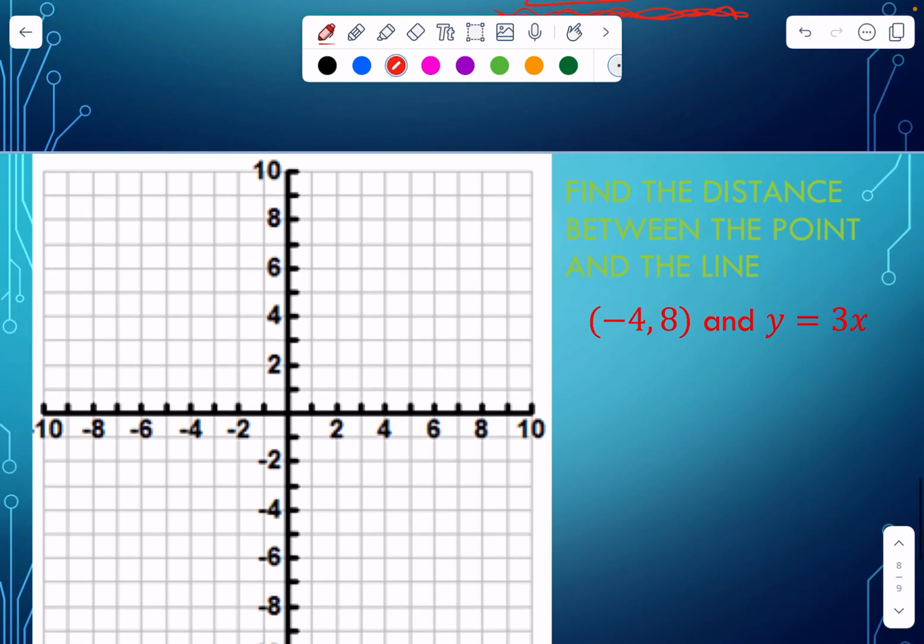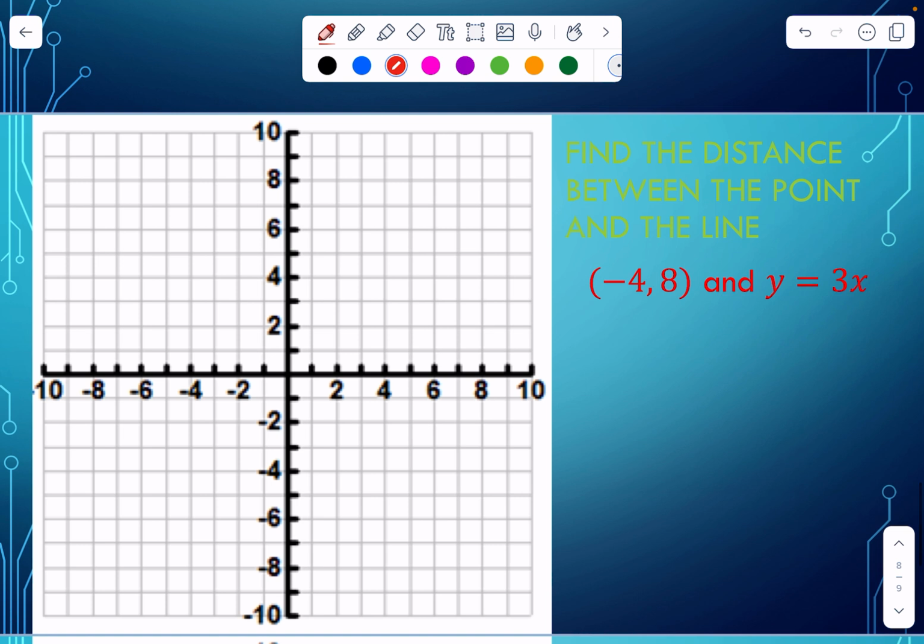All right, so here we go. Let's take a look at this. We want to find the distance. So the first thing I'm going to do is graph my line. My line has a slope of 3, a y-intercept of 0. So I'm going to start here at 0. Remember, 3 is really like saying 3 over 1. So I'm going to go 1, 2, 3 over 1, 1, 2, 3 over 1.